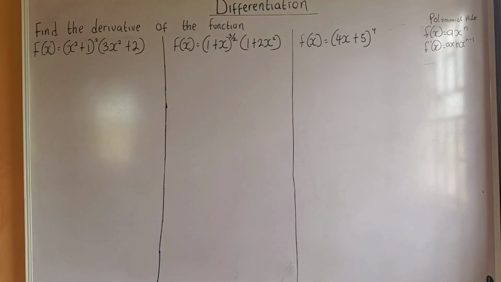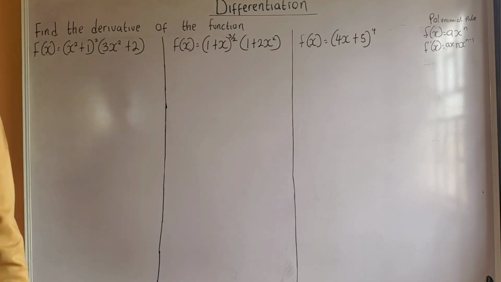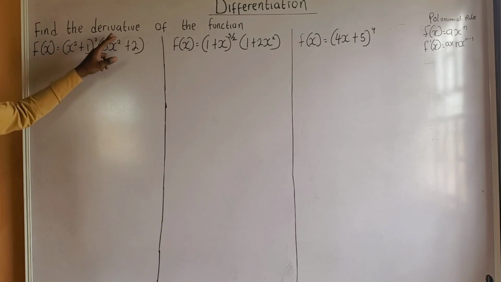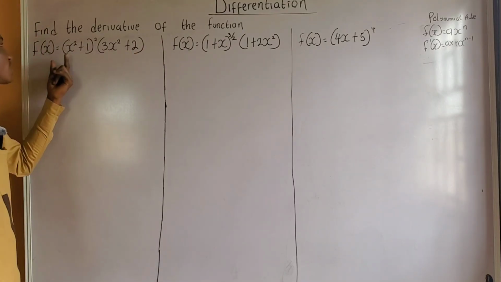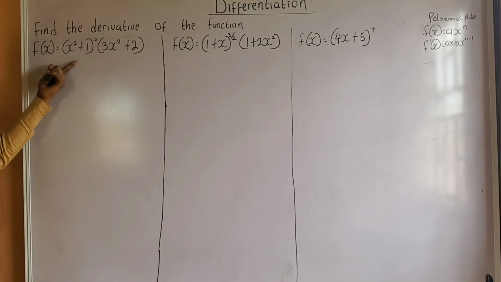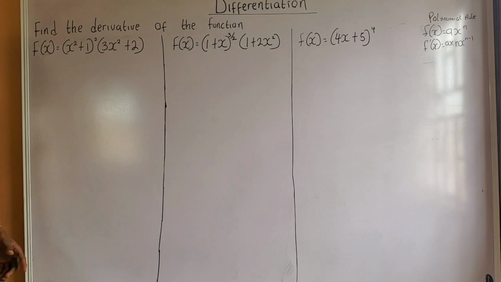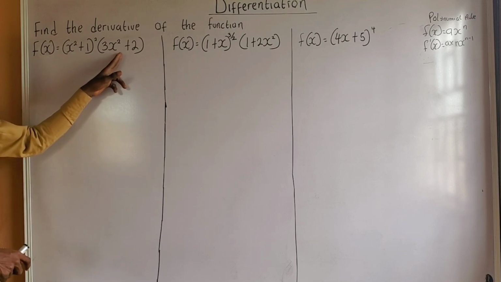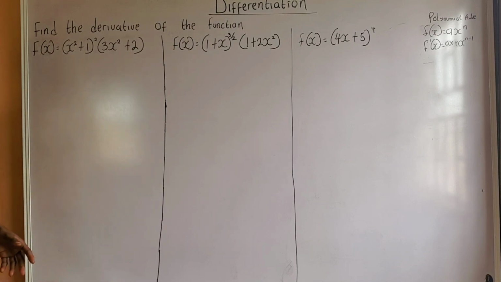Let's consider the question that we have on the board. We are asked to find the derivative of the function f of x equals x squared plus 1 raised to the power of 2 multiplied by 3x squared plus 2. To solve this question, don't forget what I told you. The structure of a question will tell you the rule that you're going to employ.